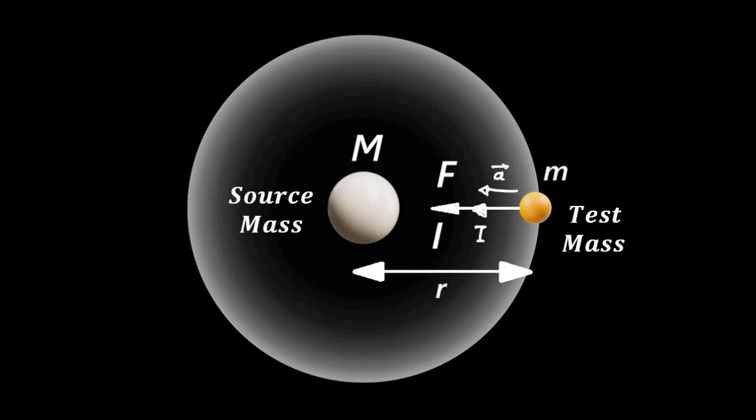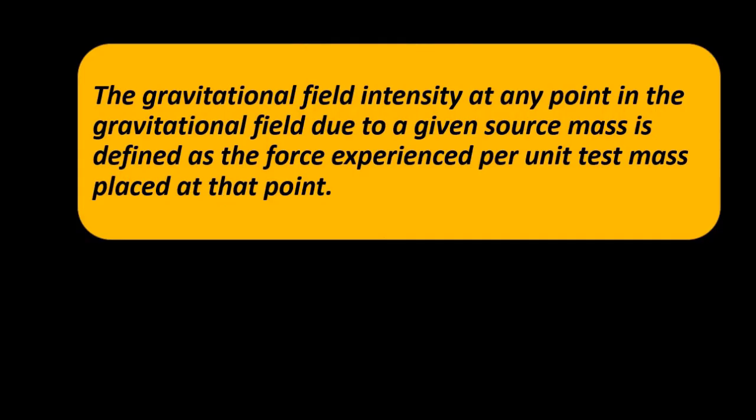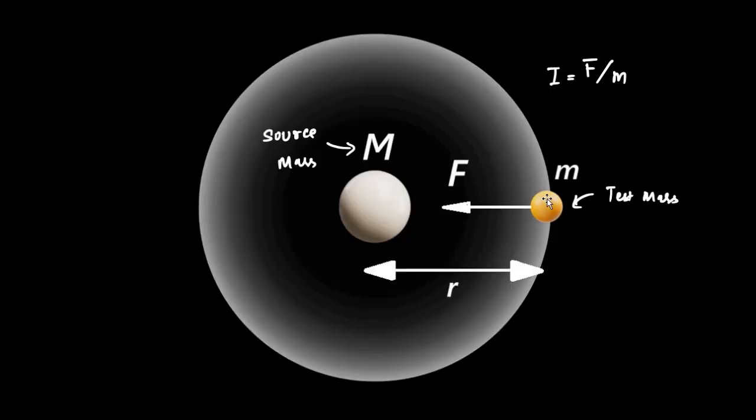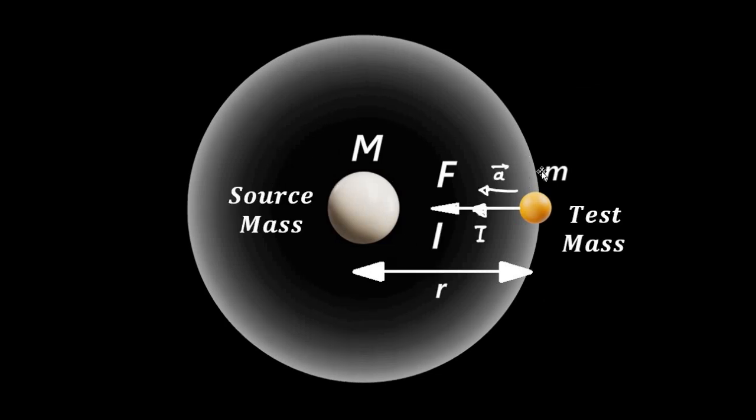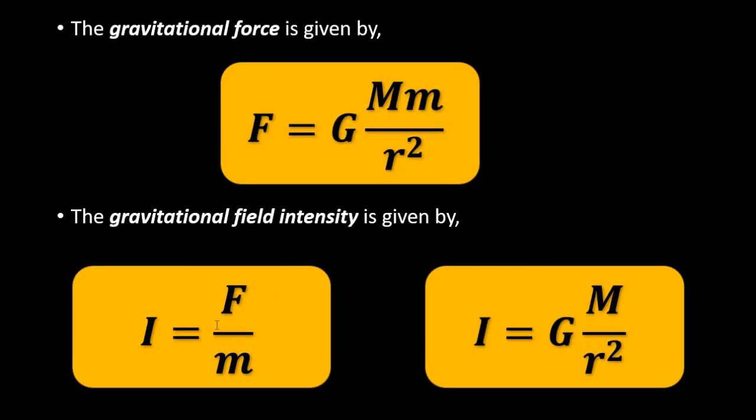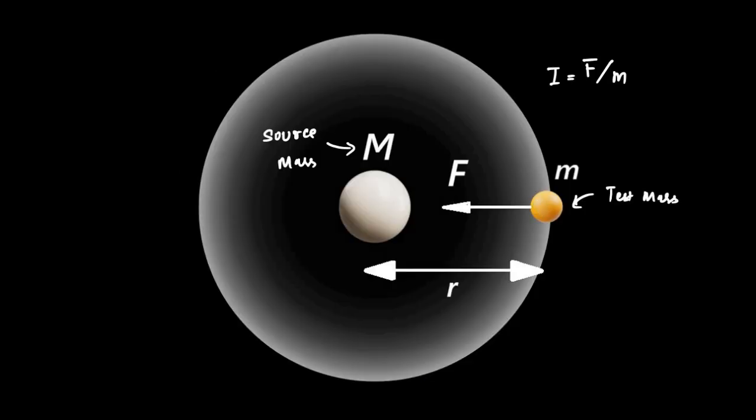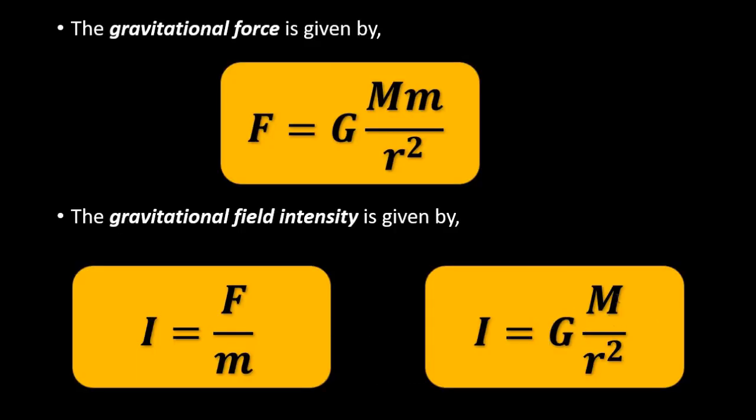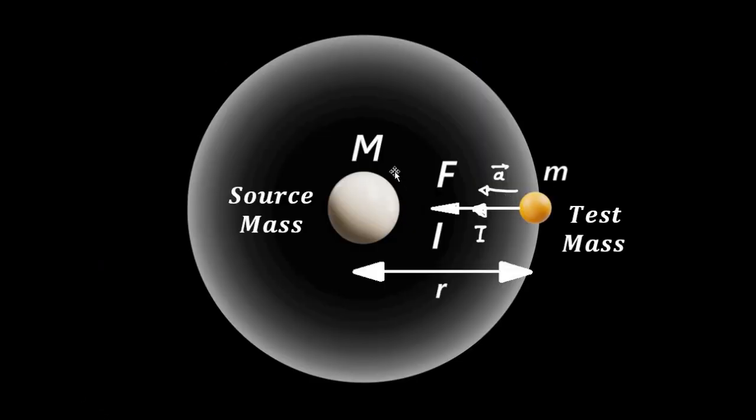So to summarize it, the gravitational field intensity is the force acting per unit test mass which is within the gravitational field of the source mass. It is expressed as the force acting per unit test mass, that is F by m, where F is the gravitational force of attraction between the two masses, the two objects, and it is expressed as capital G capital M small m by R square, where capital M is the source mass, small m is the test mass.